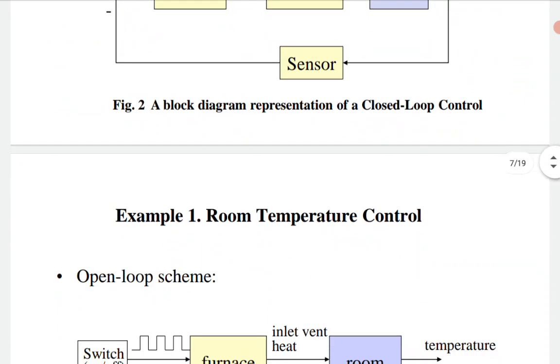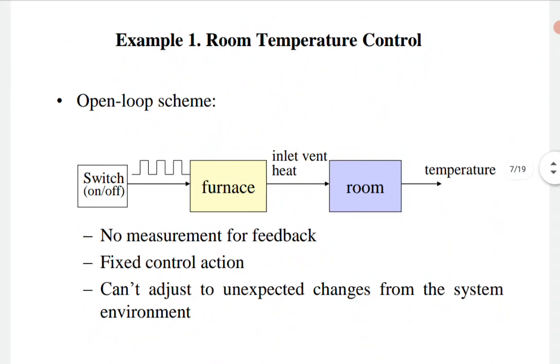We will see successively. Now, when I am speaking regarding room temperature control, that is very known to us, very much a household appliance, a home appliance. See here, the open loop scheme: the switch is obviously my command, on or off state, and when it is switched on, the pulse enters the furnace, the corresponding inlet vent is heated, the room is heated, and the temperature is raised. Here, see, this is a type of open loop system.